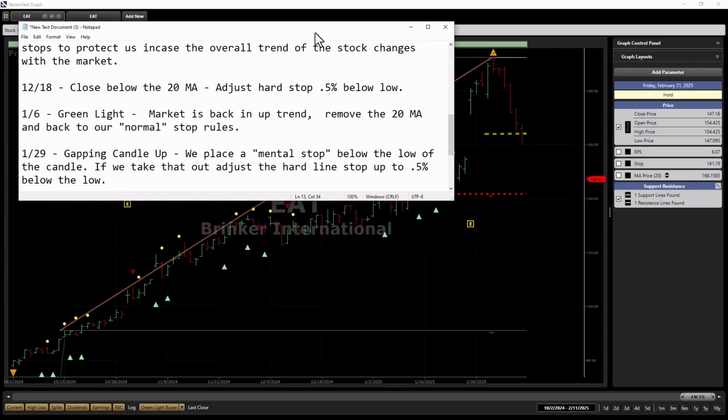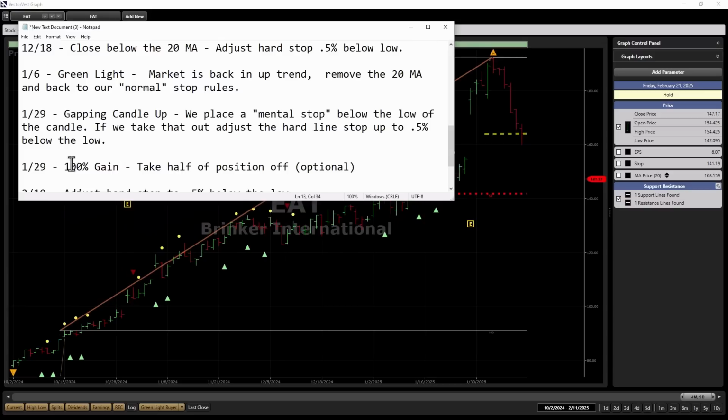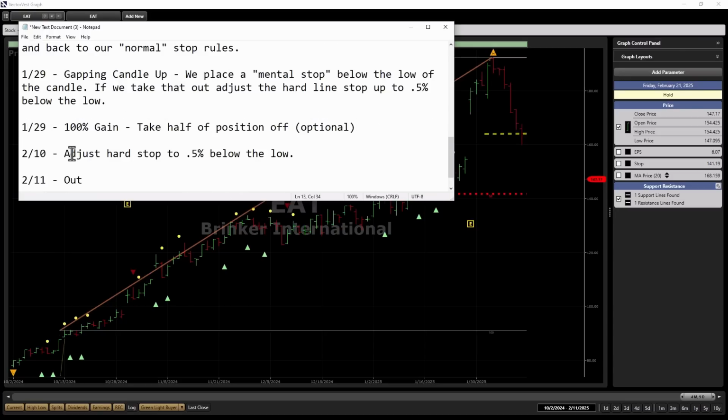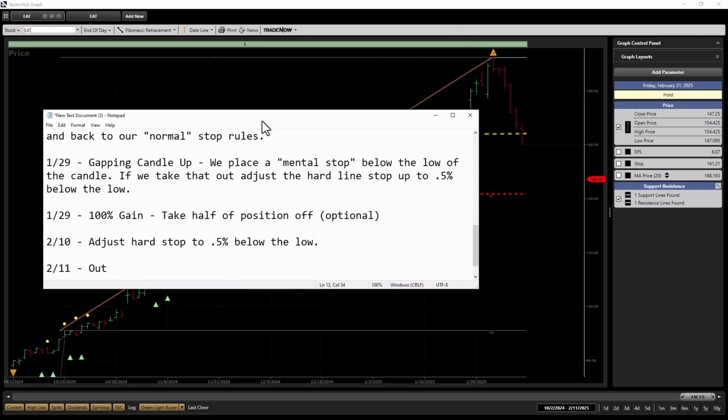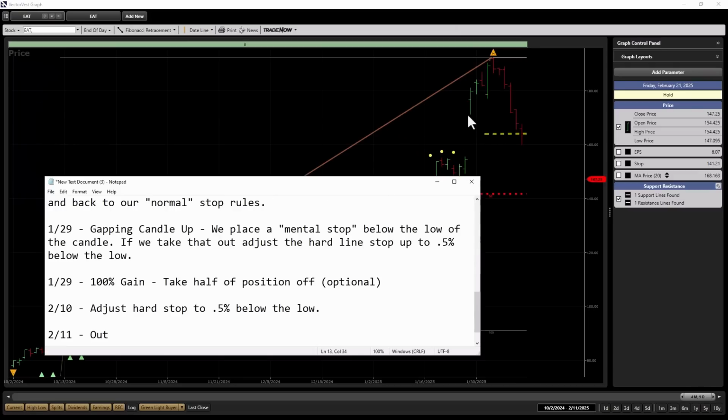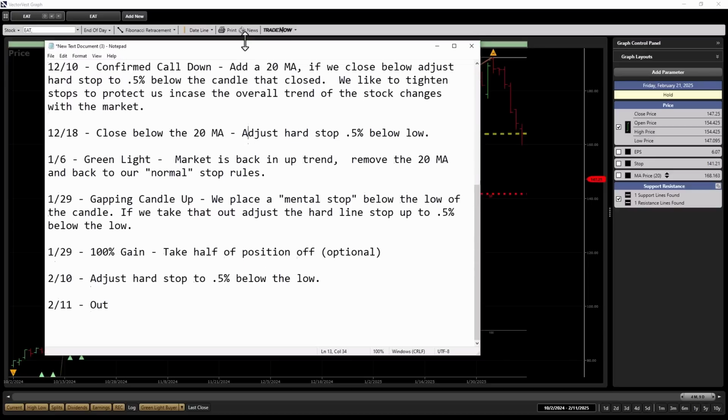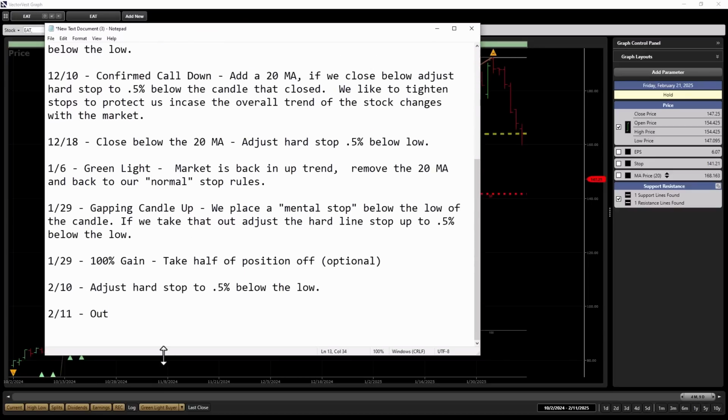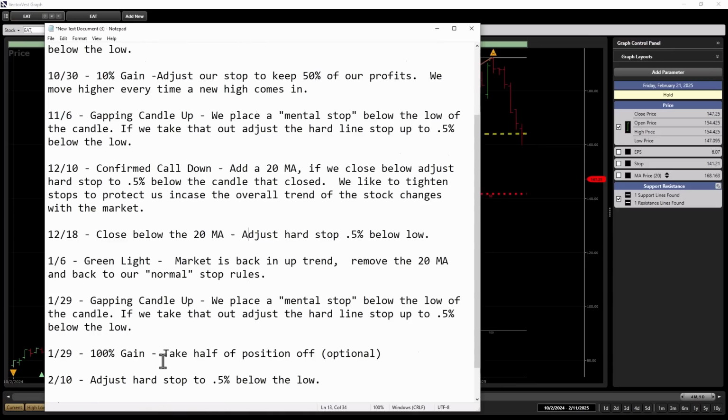So just to wrap that up, on 129 we had 100% gain. Take off half the position. Optional, I like to do it because locking in profits is always a good thing. On February 10th, we adjust the hard stop to 5% below the low. Why did we do that? Because we took out the low right there. And then finally, on February 11th, we were out of the trade. That is the entire sequence of running through that.